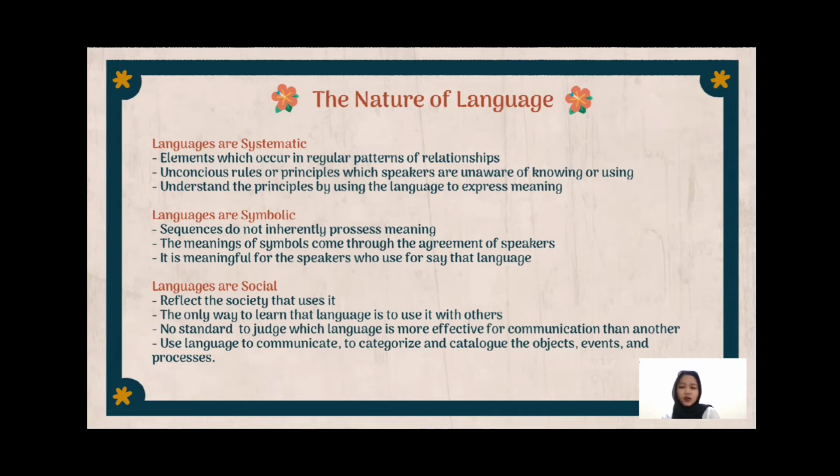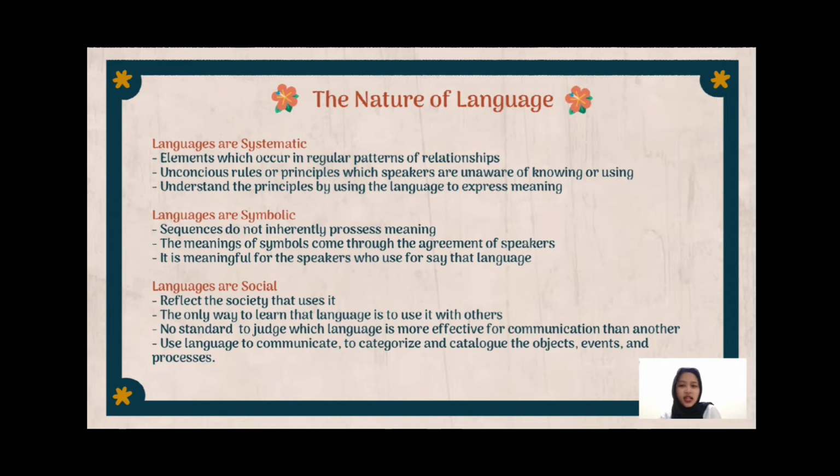The first, language is systematic. It means that language consists of recurrent elements which occur in regular patterns of relationship. They are created according to rules or principles which speakers are usually unconscious of using or knowing, and we can understand them because we understand the principles by which the words are combined to express meaning.